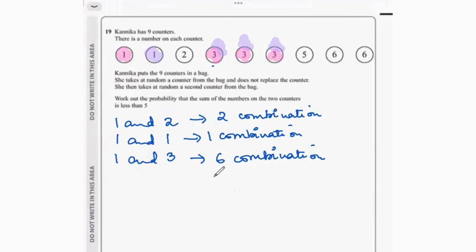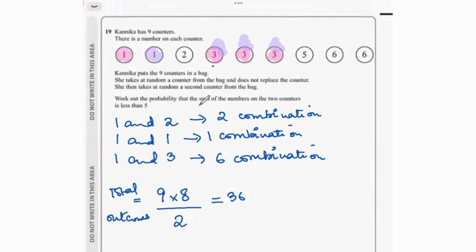So based on what we've done, the possibilities of picking the first counter will be out of 9 counters, and then when there's one less counter, it's going to be 8. And we're going to divide this by the number of counters you're picking, that's 2. So that's going to give us a value of 36. This is your total outcomes.